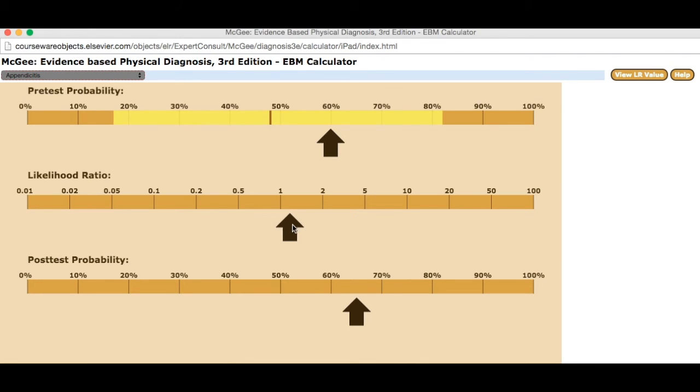Now let's say we get a positive Rovsing's sign. That's a likelihood ratio of 2. It makes it about 15% more likely that our patient has appendicitis based on the results of that exam. So not a huge change. And that's why Rovsing's sign is not a commonly used test.